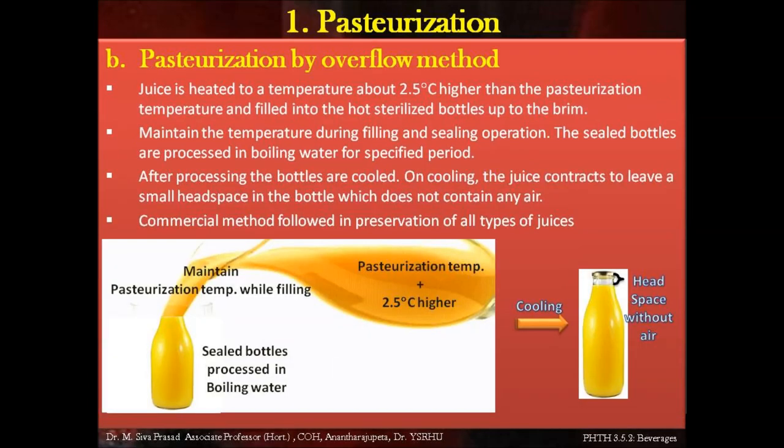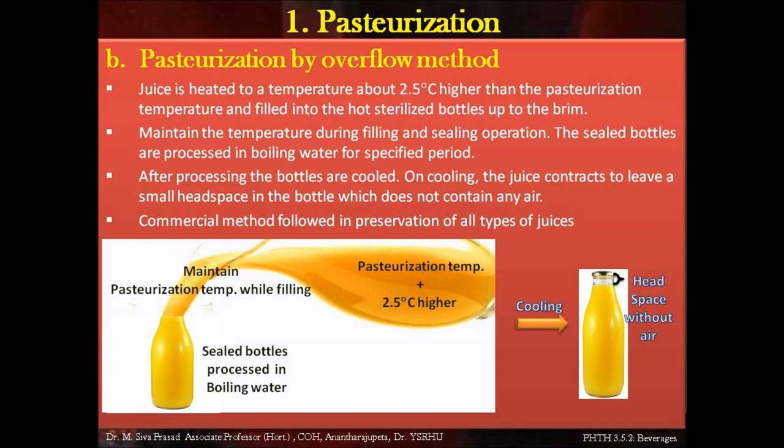And the second type of pasteurization method is the overflow method of pasteurization. In this method, you heat the juice over and above the pasteurization temperature, plus 2.5 degrees Celsius higher than the pasteurization temperature, where 75 to 88 degrees Celsius is the pasteurization range. You heat the juice 2.5 degrees Celsius higher, and then this heated juice is poured into the bottles up to the brim. That means you are not going to leave any kind of headspace.